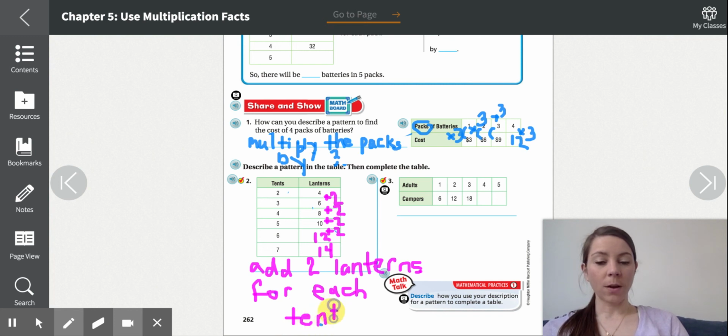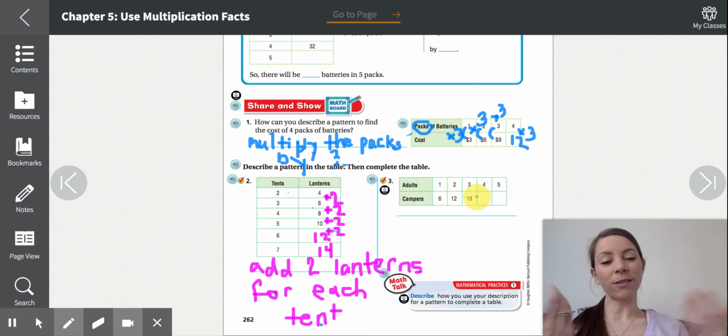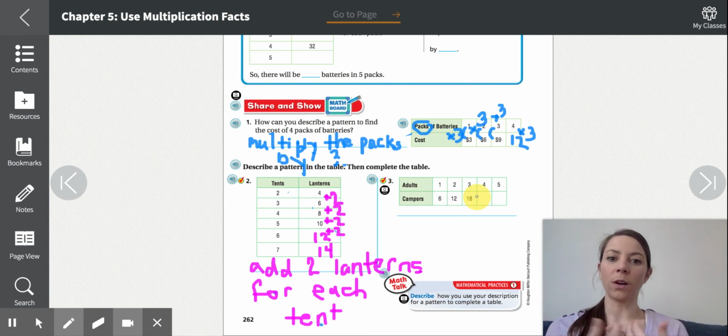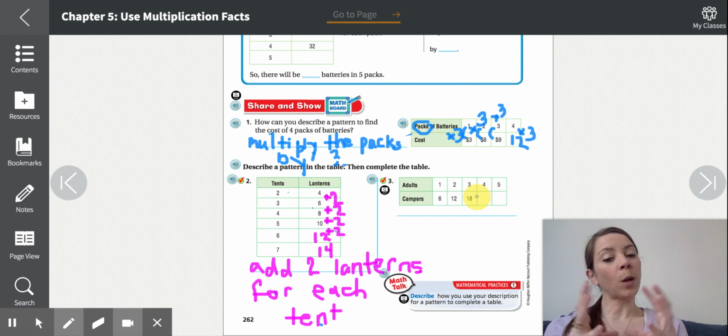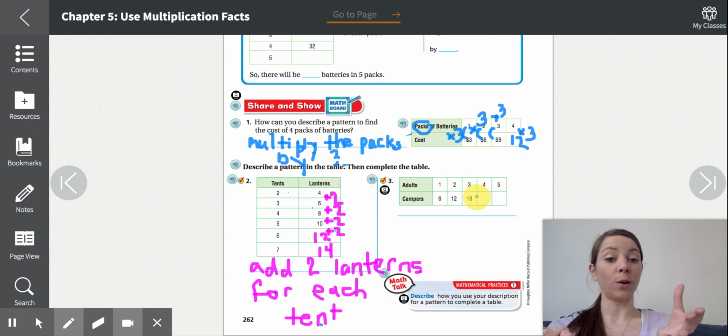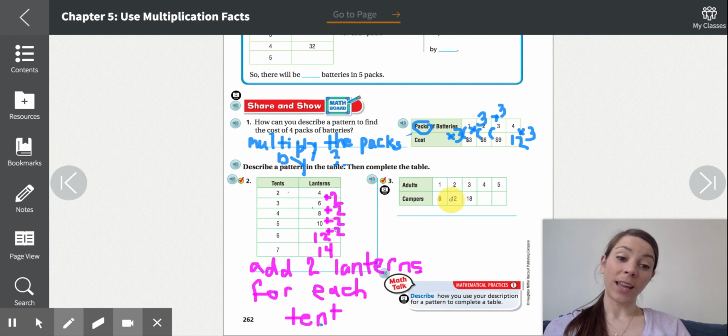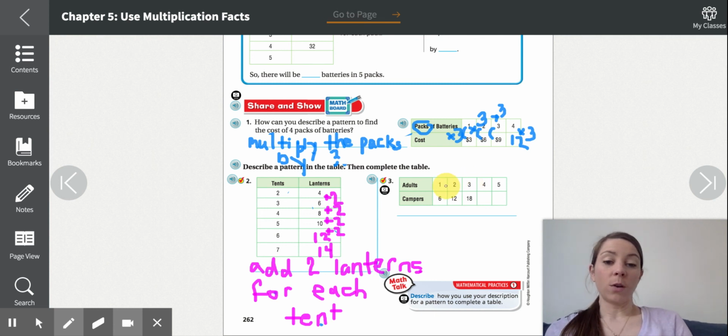Cool. Okay, last one for share and show. Okay, so this one has adults and campers. So sounds to me kind of like chaperones. Like if you're going to go on a camping trip, you can't just have all the kids go by themselves, right? So for every certain number of campers or kids, you have to have an adult that's with them in a group. So if there's one adult, you have to have 6 campers. It's probably actually the other way around. If there's 12 campers, you have to have 2 adults. If there's 18 campers, you have to have 3 adults. So let's see if we can figure out a pattern. Again, you can go either way.